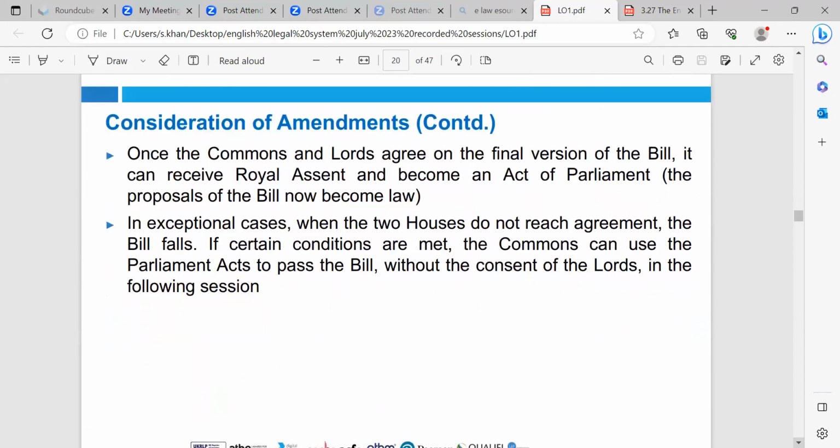Once the Commons and Lords agree on the final version of the bill, it can receive royal assent and become an Act of Parliament. The proposals of a bill now become law. In exceptional circumstances, when the two houses do not reach agreement, the bill falls. If certain conditions are met, the Commons can use the Parliament Acts to pass the bill without consent of the Lords in the following session.